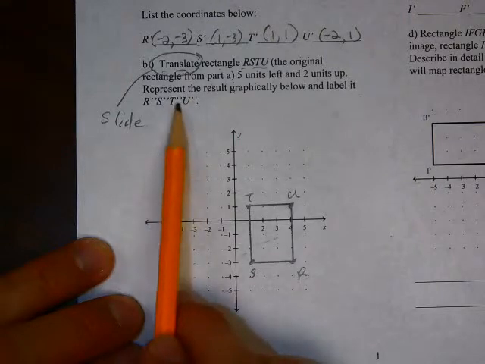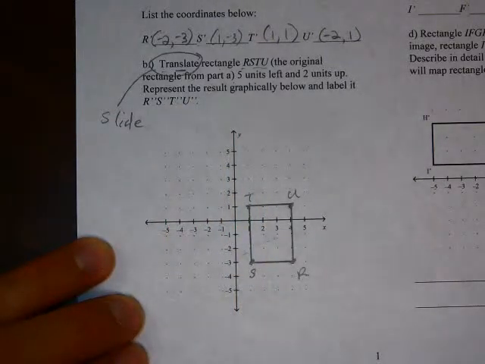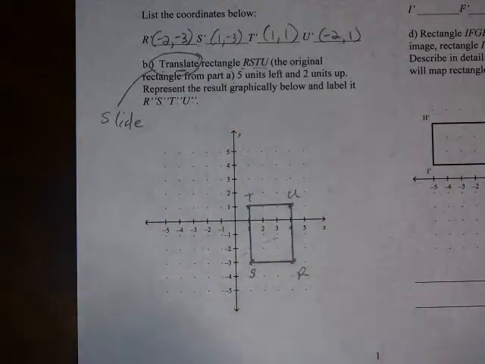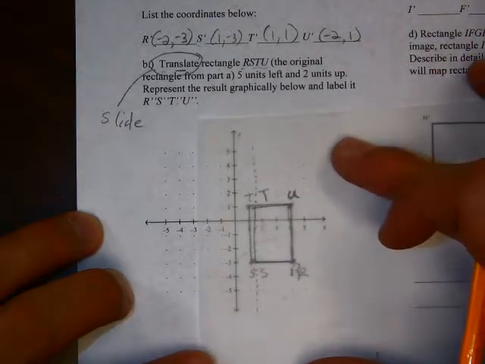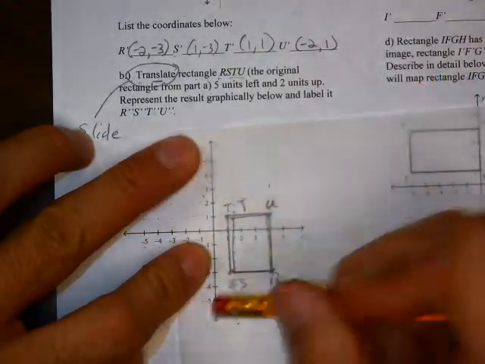The double primes are because this is the second time we've changed the shape. The first time was in part A when we reflected it. And now we're going to translate it. And remember, translate is the slide. So I'm going to use my tracing paper from that previous problem. I already have RSTU traced. And let's get rid of the dash line. We're not using that anymore.